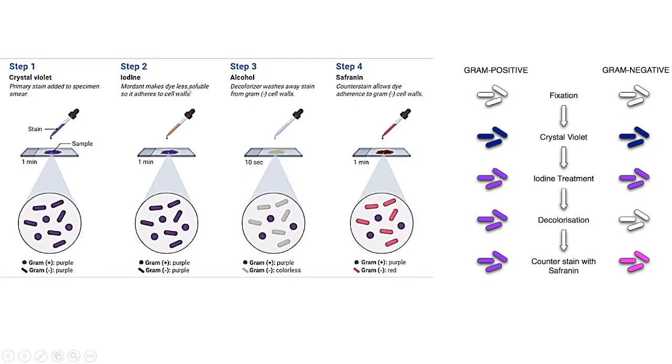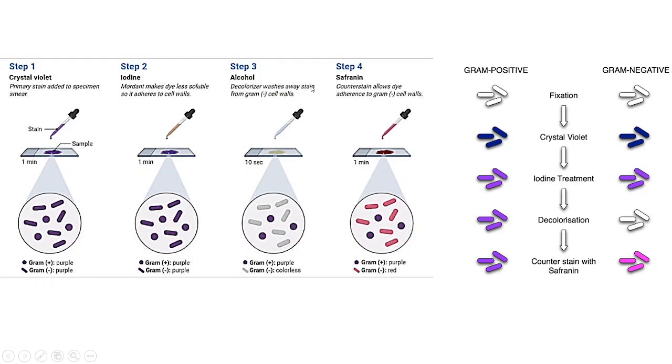Then you add iodine. The iodine basically works as a mordant. It makes the dye less soluble, so it adheres to the cell walls. So when you're adding iodine, you're ensuring that the dye attaches to the cell wall more properly. Even now, we have both the bacteria purple in color.